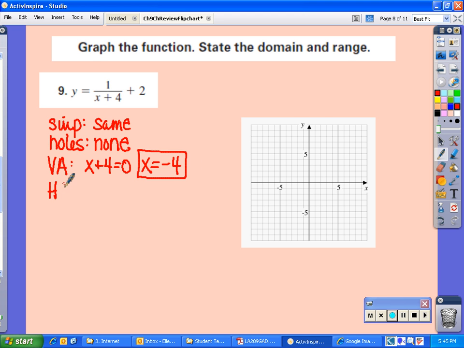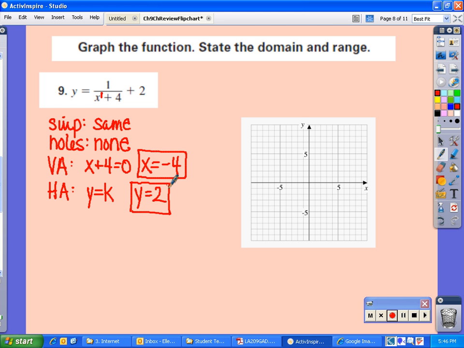Our horizontal asymptote is determined by the relative power of the denominator versus the numerator. The power in the denominator is 1. In the numerator, it's 0. Therefore, we're bottom heavy on this function. And our horizontal asymptote would then be y equals k, or in this case, y equals 2.